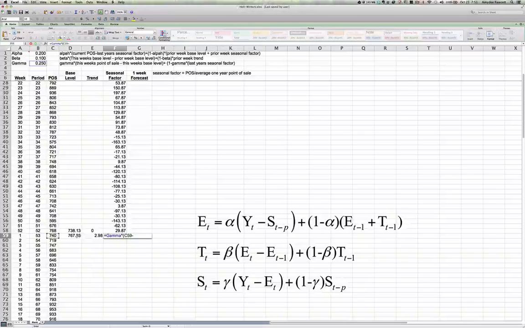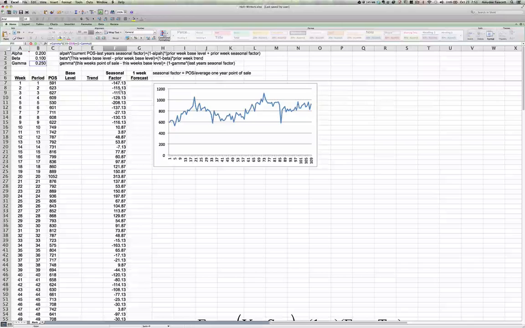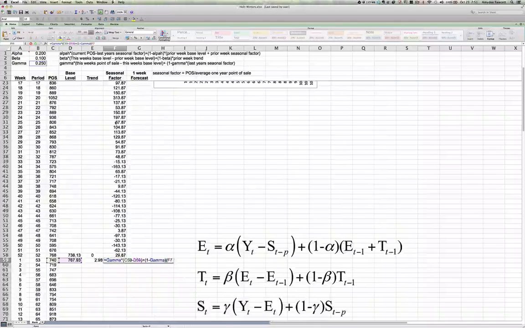In other words, I could argue that the difference between POS and base level is really what's accounted for by seasonality. And again, I add to that 1 minus gamma times the alternative way of estimating the current period seasonal factor. That would be simply to assume that seasonality is the same value that it was in the year ago period, so that takes us back to week 1 of year 1. So again, I come up with a weighted average for seasonality.